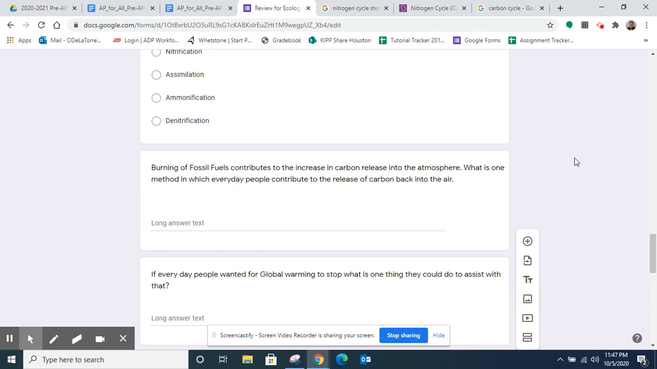Now, for this section: burning fossil fuels contributes to the increase in carbon release into the atmosphere. What is one method in which everyday people contribute to the release of carbon back into the air? Do we have a method of burning fossil fuels every single day? The answer is yes, because many, if not most, people either have a vehicle or take some kind of public transportation every day. So through burning gas in vehicles, we contribute to releasing carbon back into the air every single day.